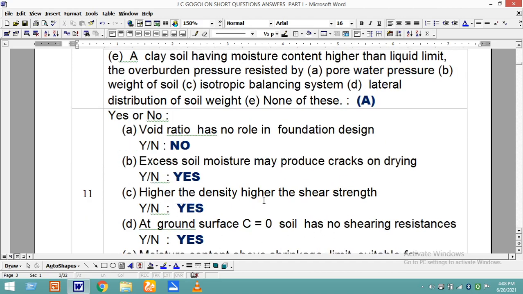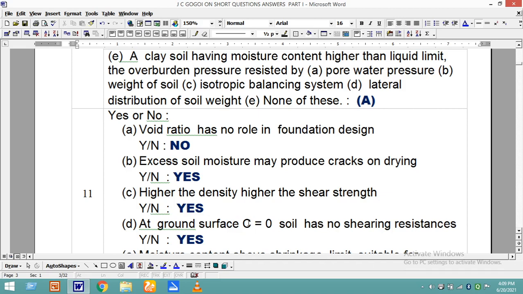Higher the density, higher the shearing strength. Answer is yes. Shear strength is dependent on the density of the soil. At ground surface, C equal to 0, soil has no shearing resistance. What is the shearing resistance? Shear strength is C plus sigma n tan phi.